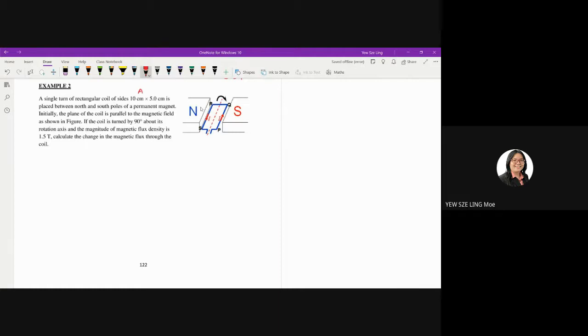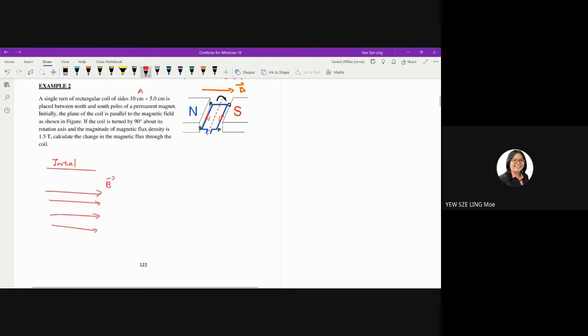So you have a north pole on the left-hand side, south pole on the right-hand side, which means the B is from left to right. This is the direction of your magnetic field, right? Initially, the plane of the coil is parallel to the magnetic field as shown in the figure. So initially you have a B from left to right. This is your magnetic field. So this is your B.